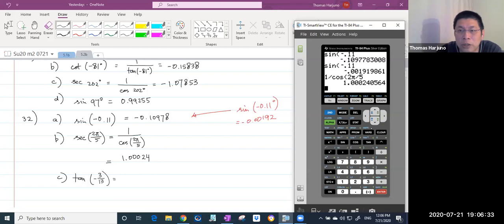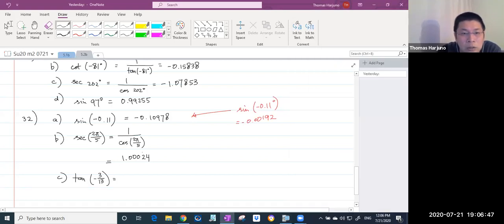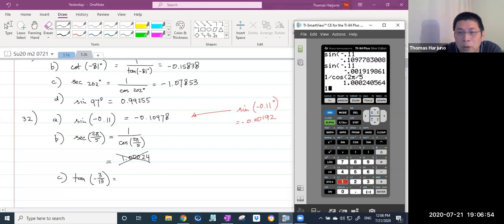Tangent, oh, I need to change. Oh, hold on. Did I change the mode here? Oh, it's still in degree. I'm sorry. So earlier the answer was incorrect. This is not right. Okay. So that's 1 over cosine 2 pi over 5.